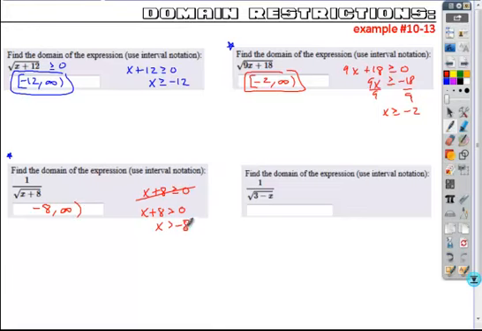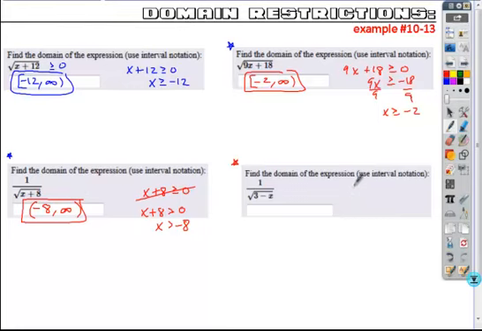Never include the infinities. And now, because it's in the denominator as well as under the radical, it can't actually include the negative 8 because that would then give you division by 0. You see that there are two different rules that have to be accounted for in that expression.